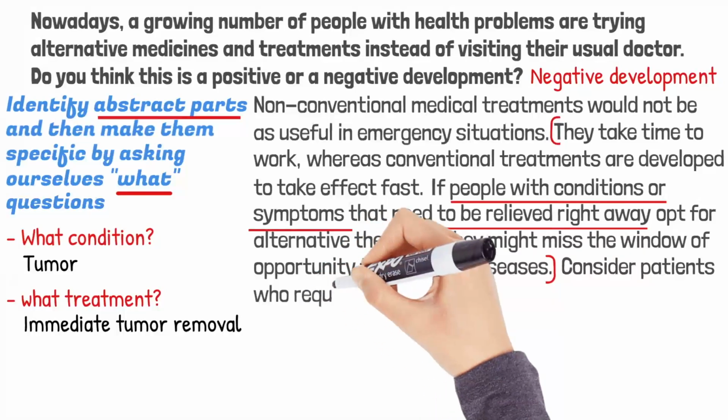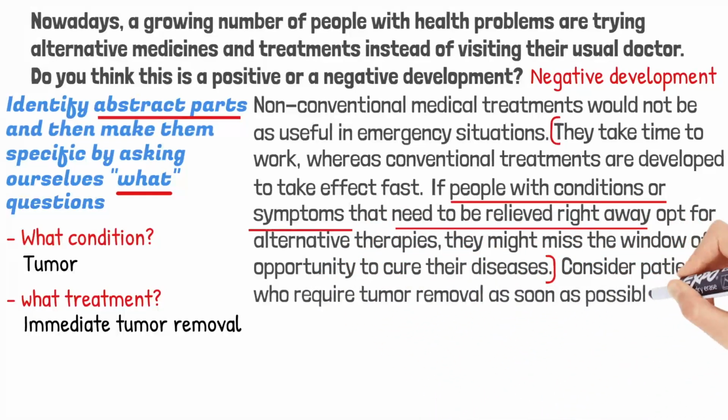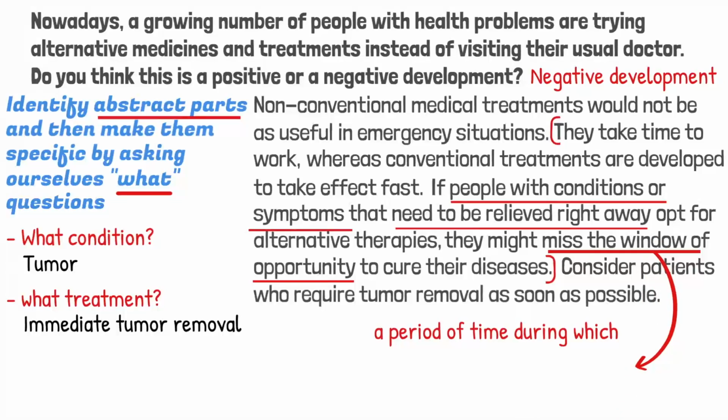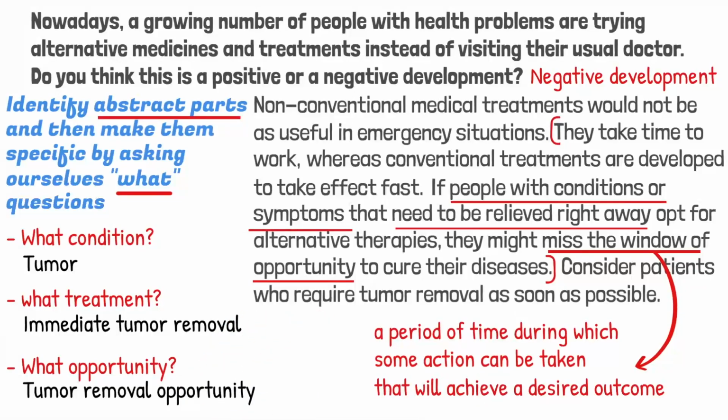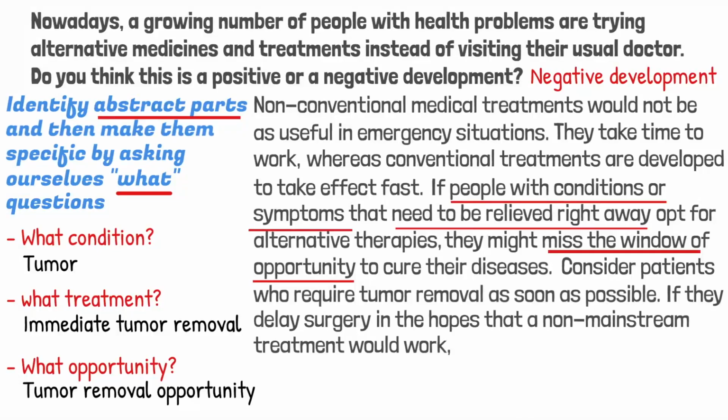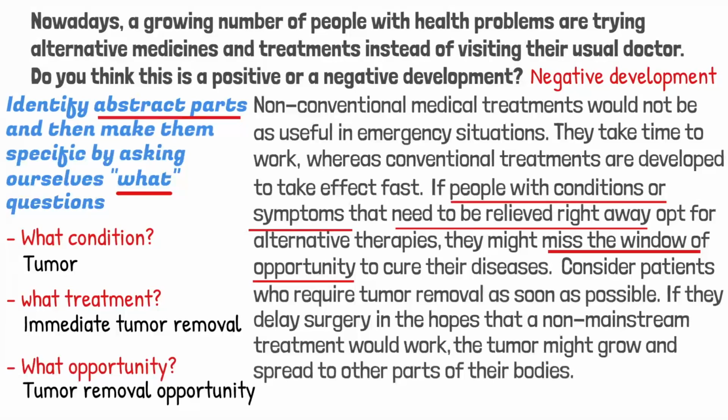Consider patients who require tumor removal as soon as possible. This part is also quite abstract. A window of opportunity is a period of time during which some action can be taken that will achieve a desired outcome. So what opportunities specifically might they lose? They might lose the opportunity to remove the tumor when it can still be removed. If they delay surgery in the hopes that a non-mainstream treatment would work, the tumor might grow and spread to other parts of their bodies.